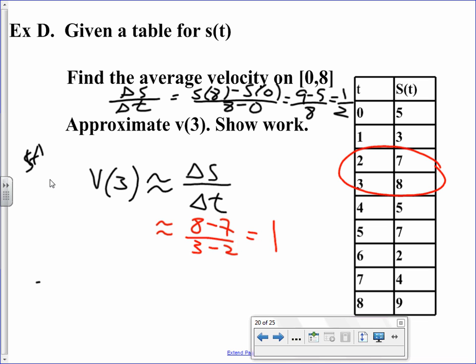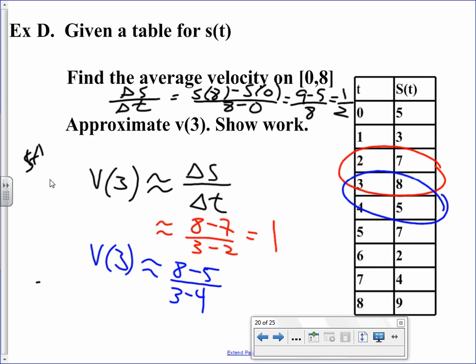Another possibility would be to use the points (3, 8) and (4, 5). So I could approximate the velocity at 3 by taking a change in position. So I'd have 8 minus 5 over change in time, 3 minus 4. So I'd have 3 over negative 1, which is negative 3.